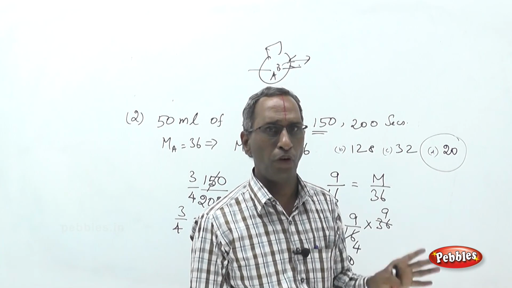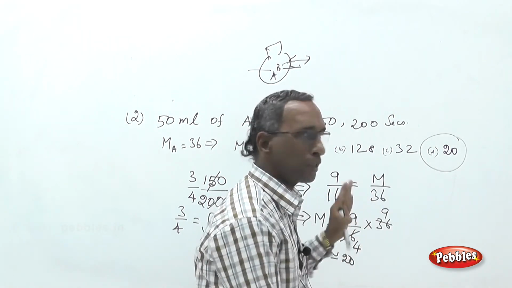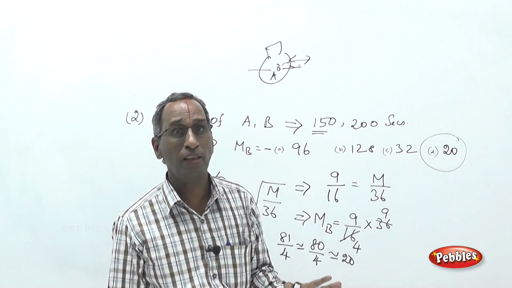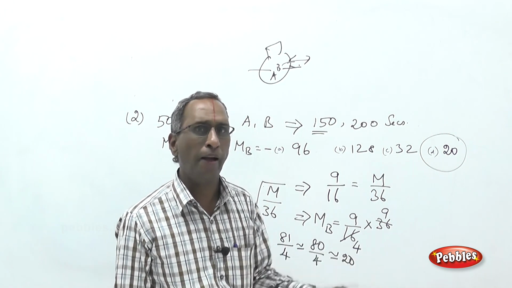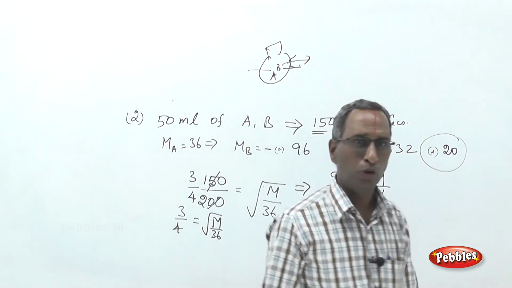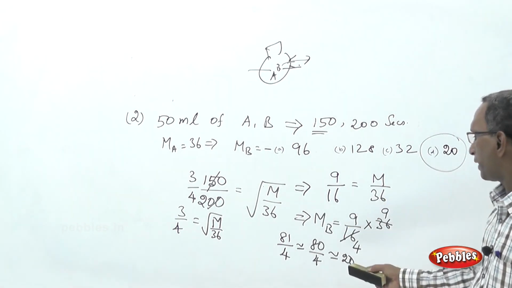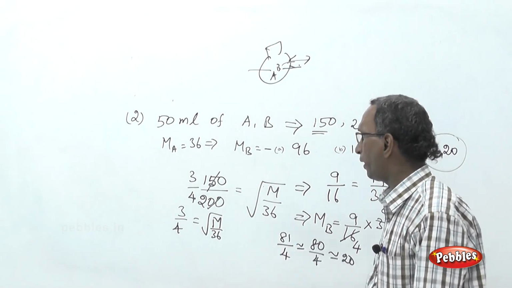So Graham's law of diffusion: the rate of diffusion of a gas through a medium is inversely proportional to the square root of density, or the square root of molecular weight. That is important. Accordingly, you can write it and apply the given data to arrive at the result. So for this question, the molecular weight of gas B is around 20, and A is given as 36.